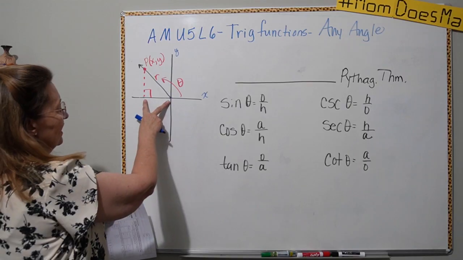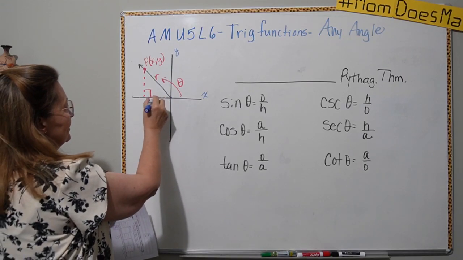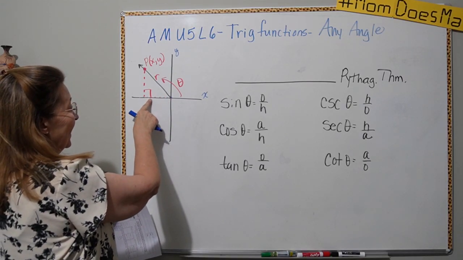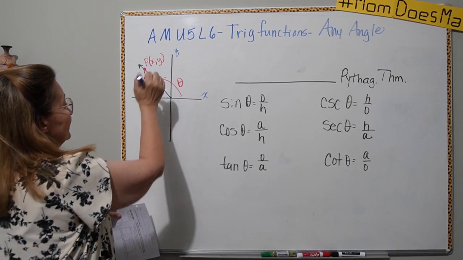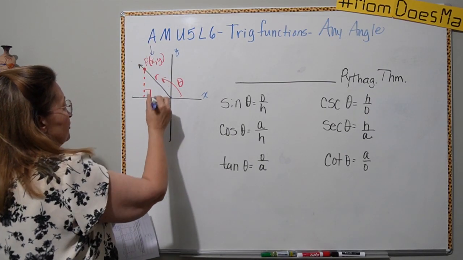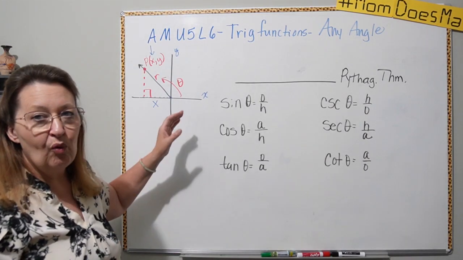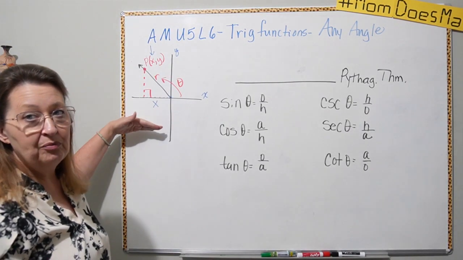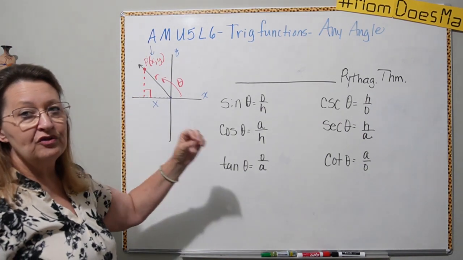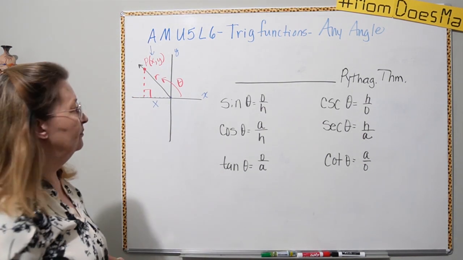The length of this side down here is what? Well, it's the distance from the x-axis. And what tells you that distance is the x-coordinate. So the length of this side is x. Now if I had the point (5, 7), then that would be 5. So you see how this is going to translate to numbers later on.